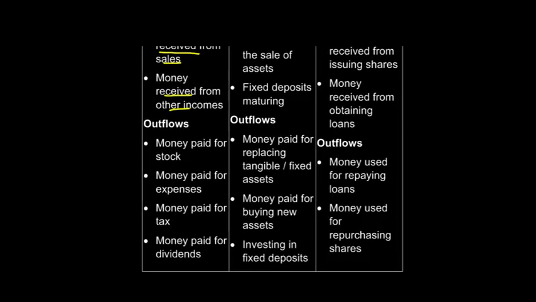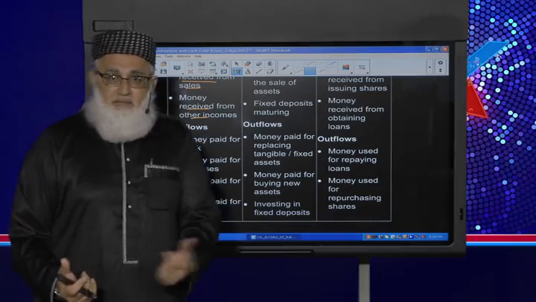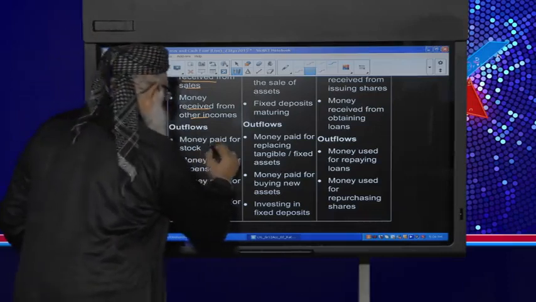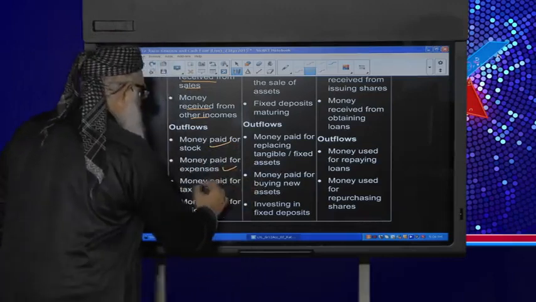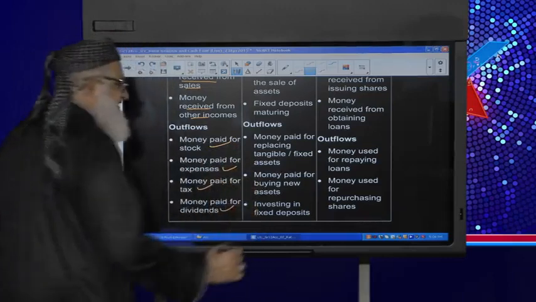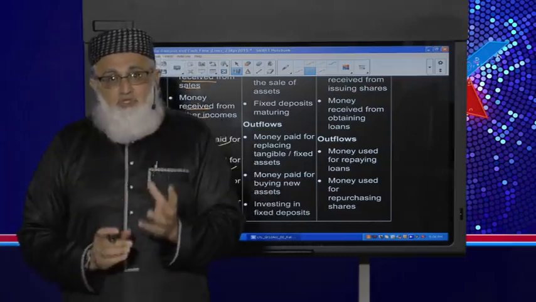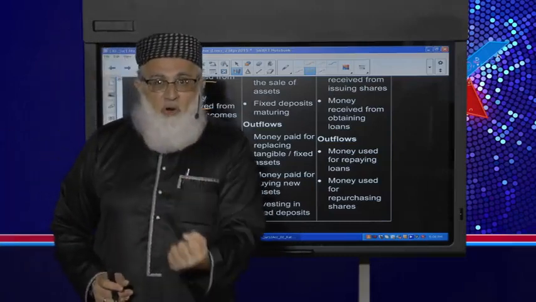Then, amongst the outflows, where would you paying? Where would the moolah be leaving the bank account? Certainly, guys, if money is paid for stock, paying of expenses, paying your income tax, paying your dividends, all of that is restricted to the cash component.